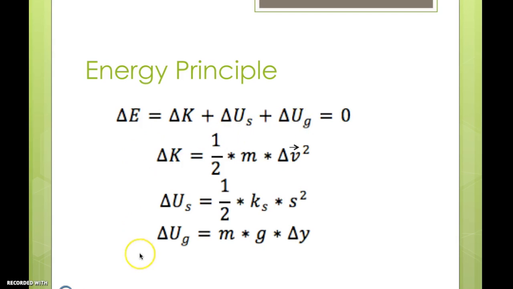Here are the equations for each of these energies. Because no work is being done on my system, I know that there should be no change in energy within my system, so this equation should all be equal to 0.